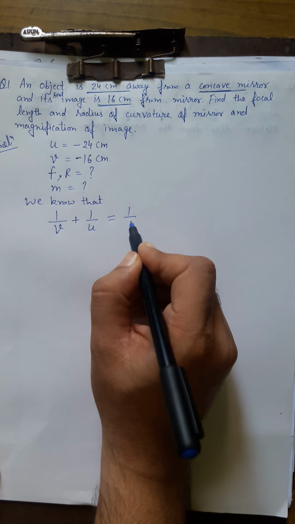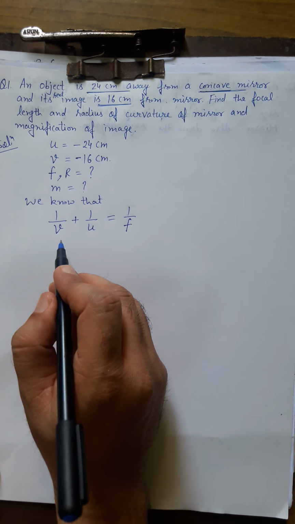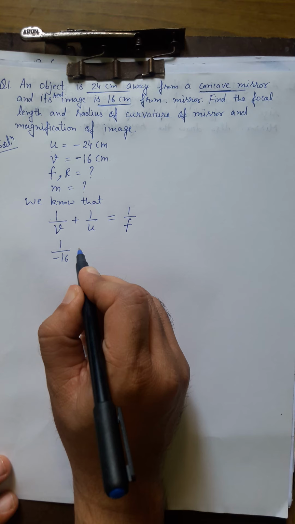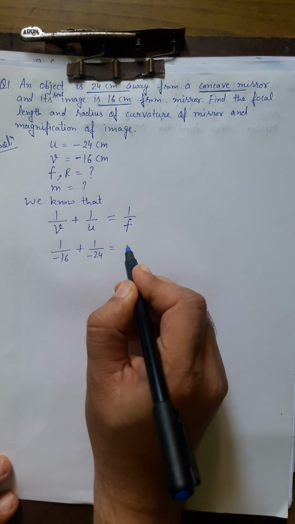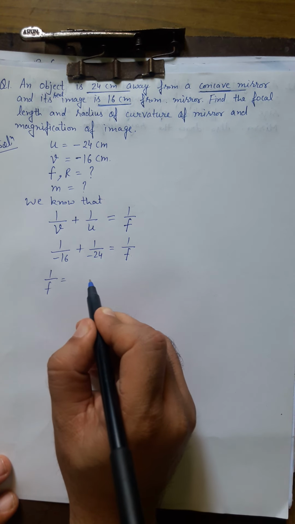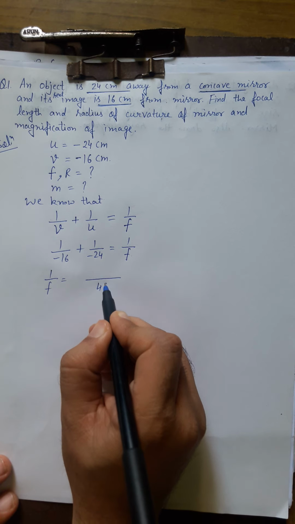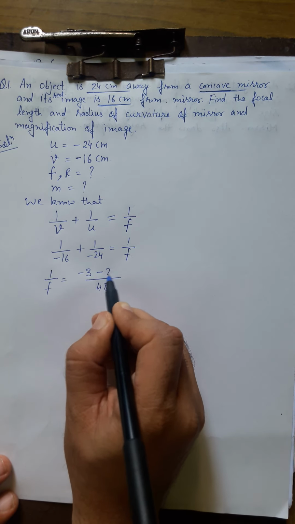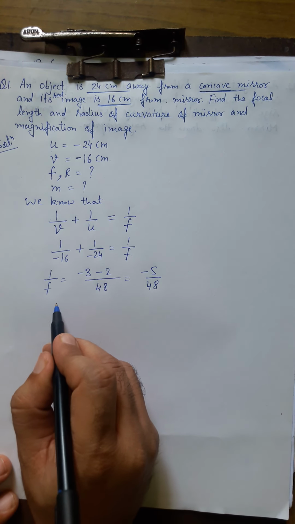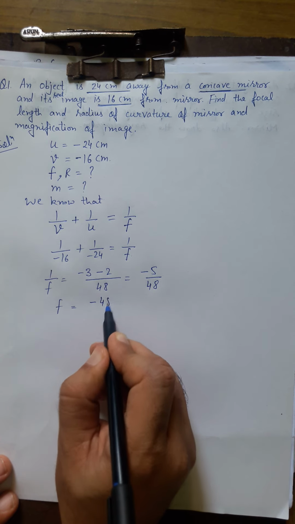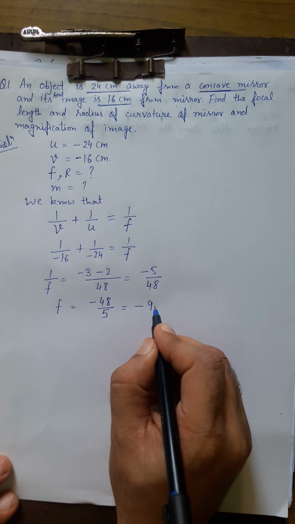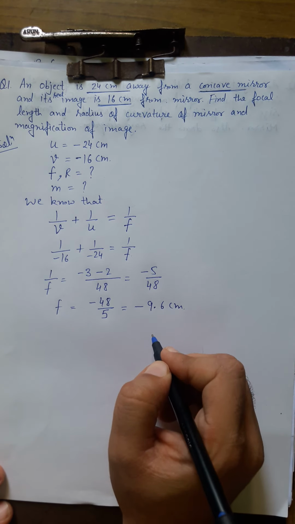1/v minus 1/u is equal to 1/f. Put the values, and the values are 1/-16 plus 1/-24 is equal to 1/f. So 1/f will be equal to, 48 is the LCM, -3 -2 is equal to -5/48. So f will be equal to -48/5. It will be 9.6 centimeter. This is the focal length.